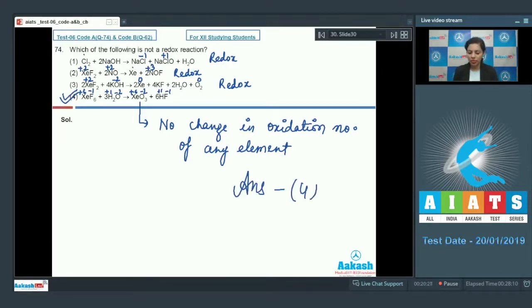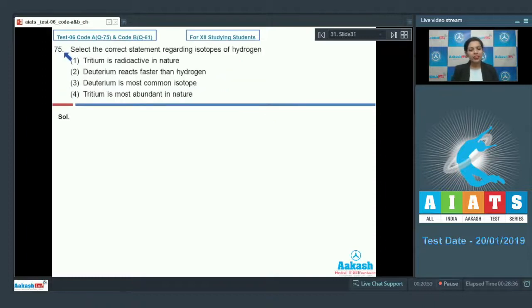After this, there's another question. Question number 75. Select the correct statement regarding isotopes of hydrogen. There are 3 isotopes of hydrogen: protium, deuterium and tritium. Protium is 1H1, deuterium is 1H2 and tritium is 1H3. First statement: tritium is radioactive in nature. This is the correct statement. Tritium, 1H3, is radioactive in nature.